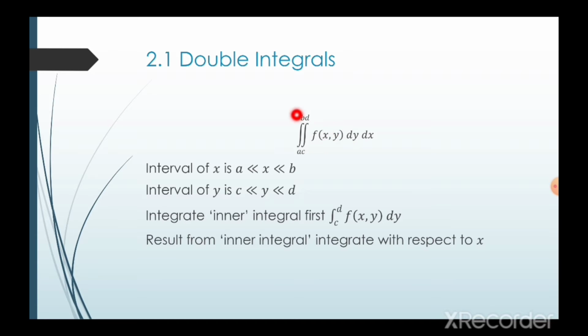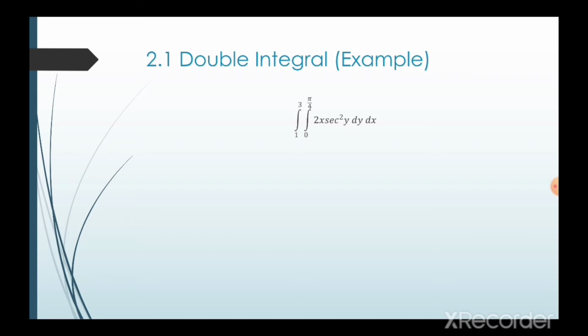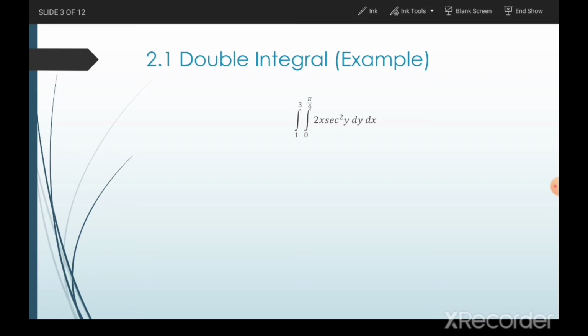We integrate the inner first. For this one, we integrate on dy first, then after we have a result, we integrate with respect to x. This is the example. From here we need to integrate dy first, and the interval for x is 1 to 3.